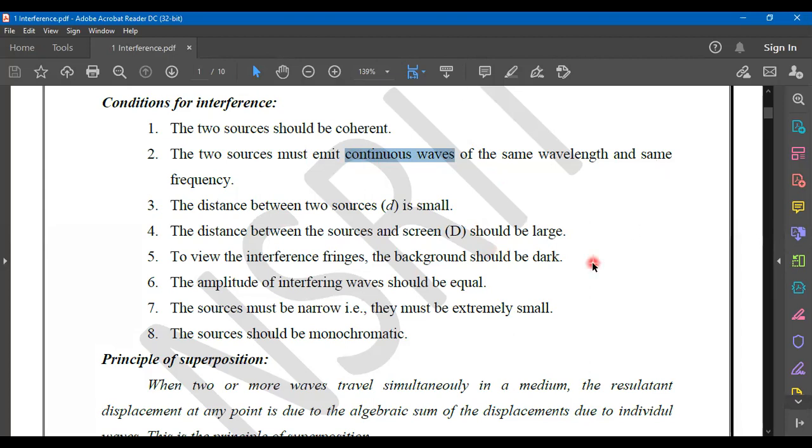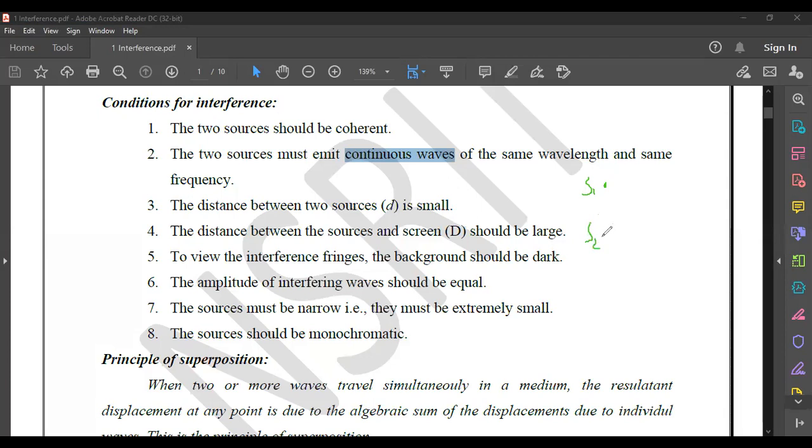Say you have taken two sources, S1 and S2; the distance between S1 and S2 should be small. For example, this is the source, a point source, and S2 is here, another point source. The separation between source 1 and source 2 is denoted by d. It should be small; if the difference between S1 and S2 is very large, you cannot observe interference.